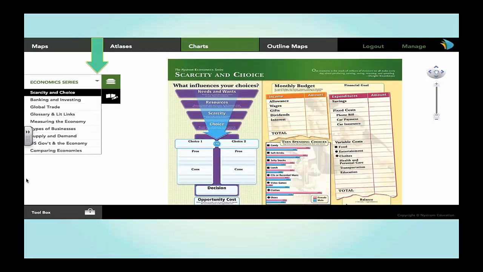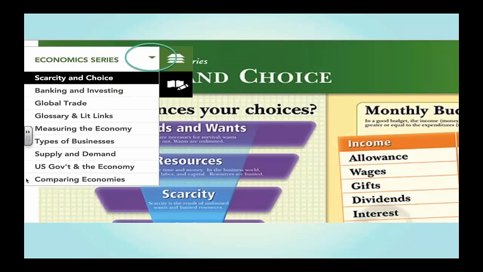This screen shows you all the charts in the economic series. So let's zoom in so we can see those titles. So in the economics series, you can see the things we have: types of businesses, government and the economy, global trade.